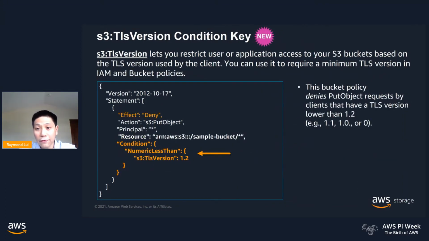Customers also ask for control over the version of TLS that their clients are using. With that, S3 TLS version is another condition key that we added. This condition key lets you restrict access to your bucket based on the TLS version used by your client. For example, in this bucket policy, we deny put object requests by clients that have a TLS version lower than 1.2.